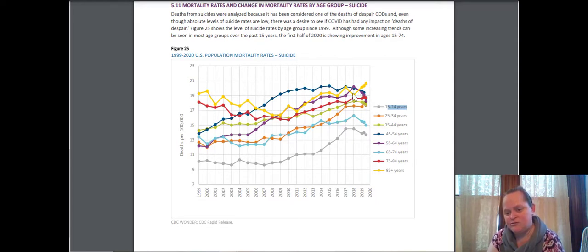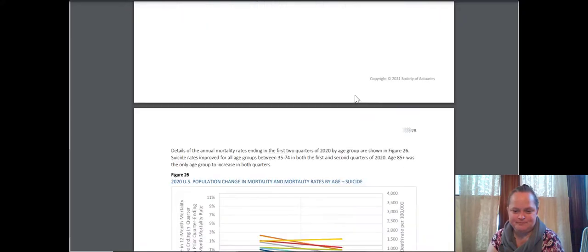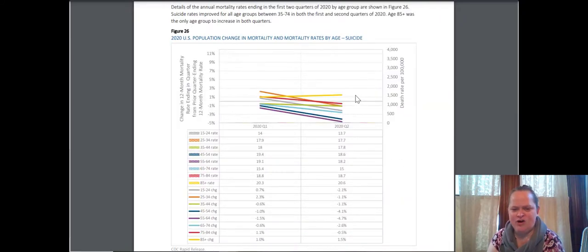So we heard that suicides were going down or went down in 2020, and we see that for a lot of the younger age groups. But look, 85, it went up. And again, this is hard to see. You can't even see the rates.